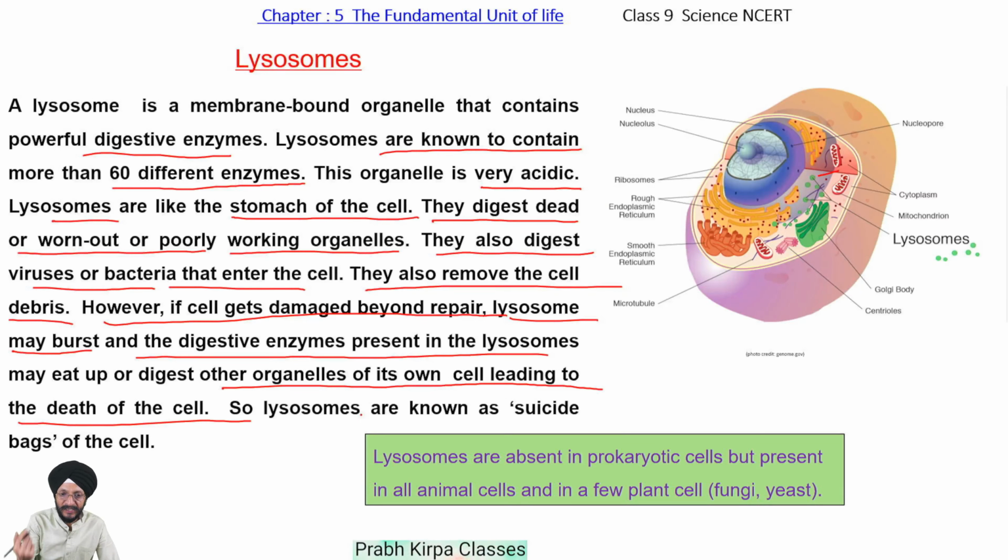Plastids are also known as the kitchen of the cell because plastids contain a pigment called chlorophyll, which plays an important role in the preparation of food by plant cells, that is photosynthesis. Plastids are of three types: chromoplasts, chloroplasts, leucoplasts. First, we will discuss leucoplasts. These are white colored or colorless plastids.